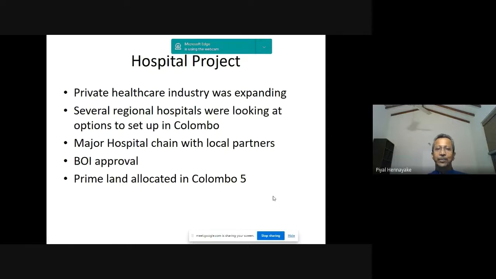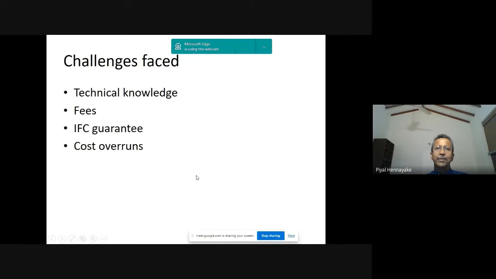Then the hospital project. The private healthcare industry was expanding at that time, late 1990s. Several regional hospitals were looking at options to set up in Sri Lanka. Singapore hospitals were looking at it, but one project started in Maradana and was stopped midway. So this is a major hospital chain with local partners with BOI approval. They were given prime land in Colombo 5. And NDB, HNB, I can't remember the other bank.